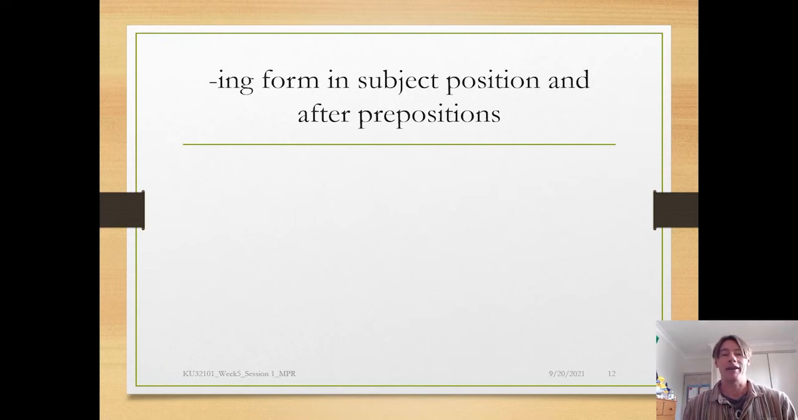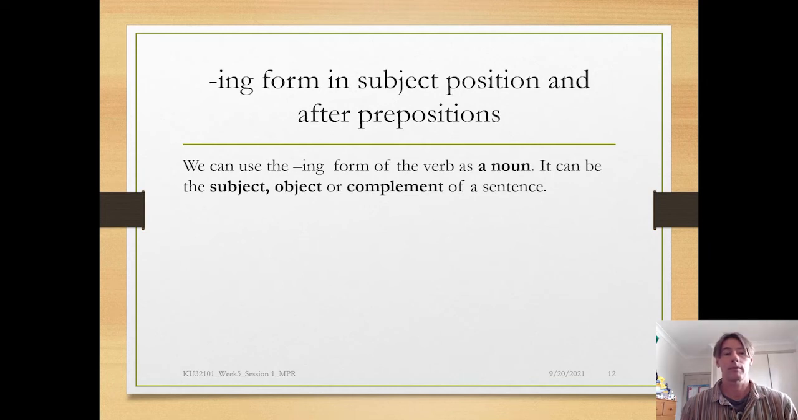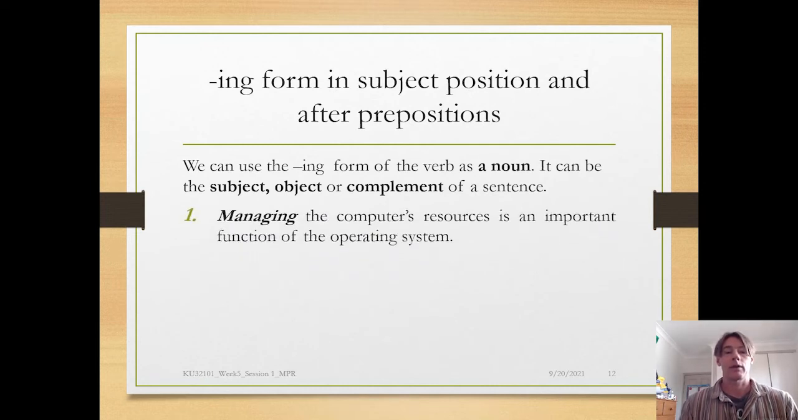That brings us to the grammar part of our lesson. We'll be looking at the ing form in subject position and after prepositions. When we use this, we turn a verb into what's essentially a noun. It can be the subject, object, or complement of a sentence. We can say managing the computer's resources is an important function of the operating system, rather than an important function of the operating system is to manage the computer's resources.